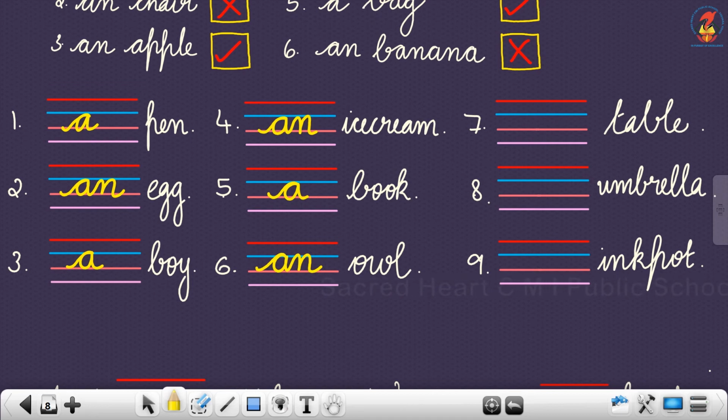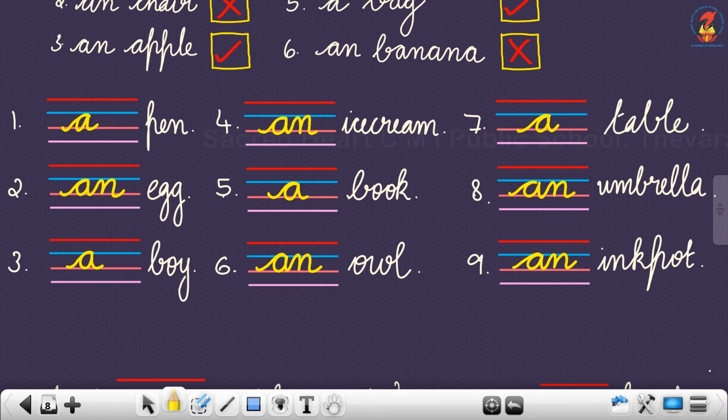Okay. Next one, dash table. What will be the article, children? Yes, T is a consonant. So, which article will come there? A table. Next, dash umbrella. Umbrella is beginning with the vowel sound U. So, the article will be, yes, very good, an umbrella. And the last one, dash ink pot. Ink pot is beginning with the vowel sound I. So, the article will be, yes, an ink pot.